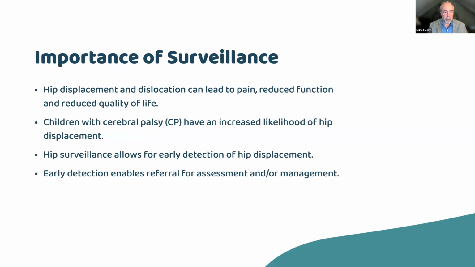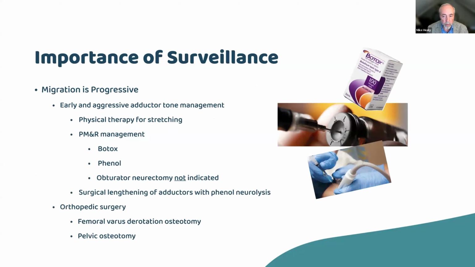So as we noted, the importance: we don't want to have pain. We don't want to have our children who are at risk realize that risk, and we want to get on things early. How do we do that? We know that migration is progressive, and we know that early and aggressive adductor tone management can be very helpful. There are a few ways to do that. My colleagues in PM&R do a fair amount of management with Botox and phenol to the adductors. We don't think that an obturator neurectomy is indicated. That can often leave the abductors running unopposed and create other problems. We can also combine surgical lengthening of adductors with phenol neurolysis. All of these are very helpful.